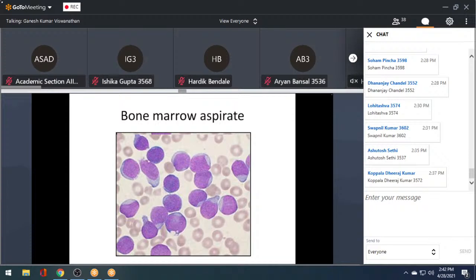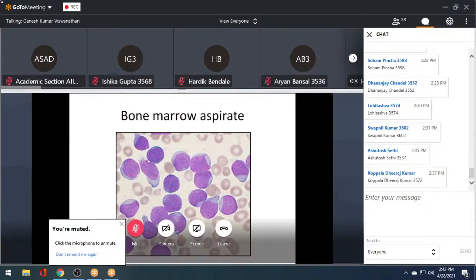So next we go to Audiamon. Audiamon is there. Amisha Karna. Chaitanya Gupta. Ashutosh Sethi.